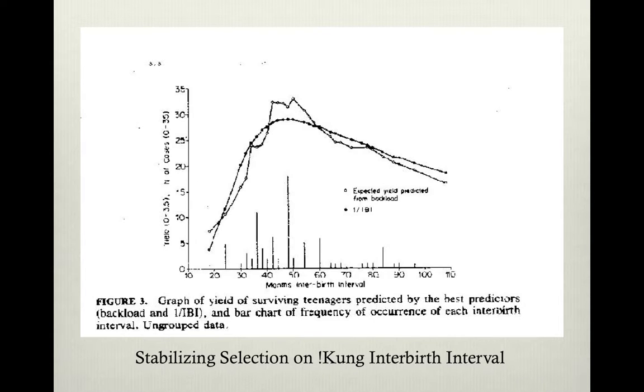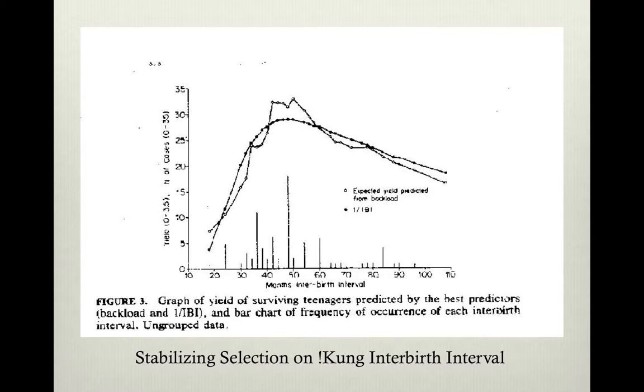We've also seen stabilizing selection on the Kung interbirth interval. So the Kung are hunter-gatherers from southern Africa, Namibia, Botswana, South Africa, etc. When they were contacted in the 1950s, they were still free-ranging across the Kalahari Desert. They were still using stone tools to harvest their resources. And the Kung are notable among hunter-gatherer populations for their exceptionally long interbirth intervals.